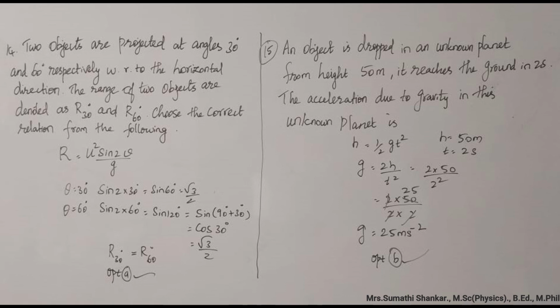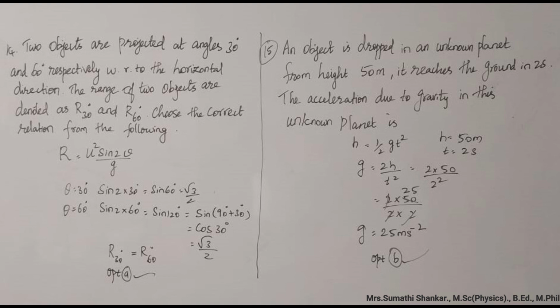Second one, theta is equal to 60 degree. So sine 2 into 60 degree is sine 120 degree. Just split the angle: sine of 90 degree plus 30 degree. You know the formula, sine 90 plus theta is equal to cos theta. Here, instead of theta I have 30 degree. So sine of 90 degree plus 30 degree is equal to cos 30 degree. Cos 30 degree is root 3 by 2. So the values are the same. Your option A is correct.